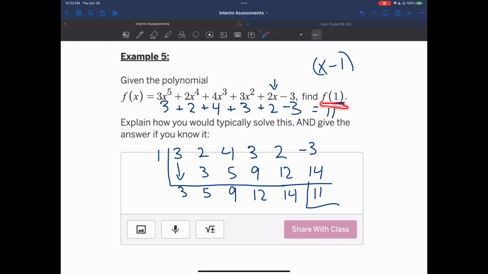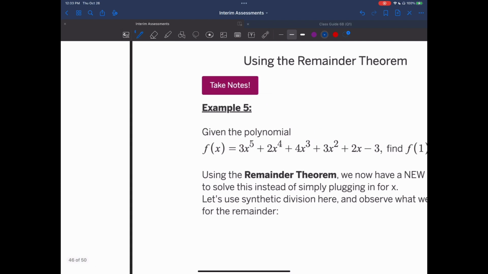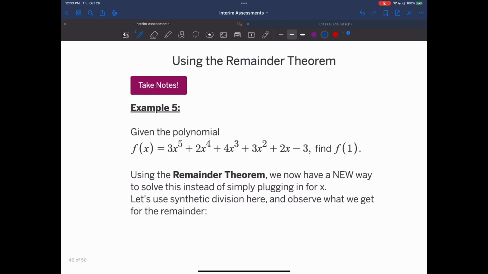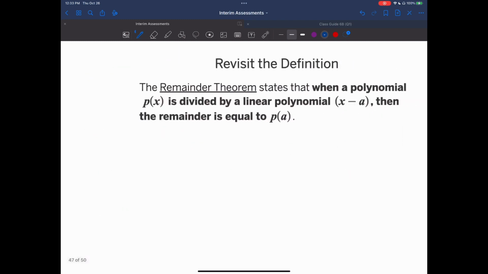If they ask you to find f of some number, yeah, go ahead and plug it in if you want, or do the synthetic division here, and whatever your remainder is, that is your answer. So the answer would be 11. f of 1 equals 11, you could say. Okay, using the remainder theorem. That's basically exactly what we just said. If you want to take notes on it, you can.